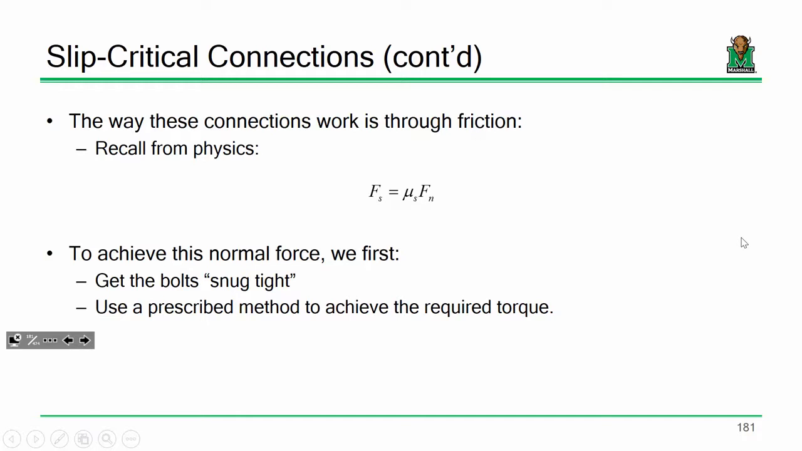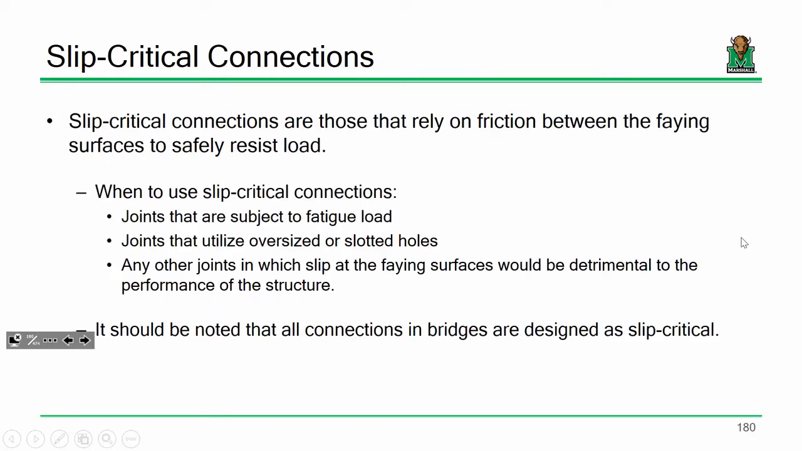Remember, the static force that develops between two planes is a product of the normal force between those two planes and a coefficient of static friction. Remember that? Well, essentially, that's slip critical connections in a nutshell. Now, slip critical connections are really meant for, I would say, two primary instances.